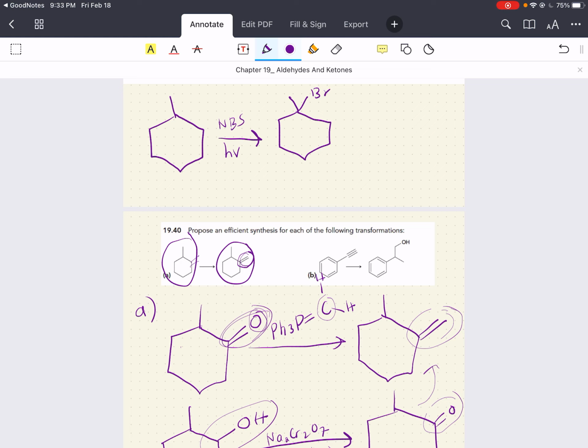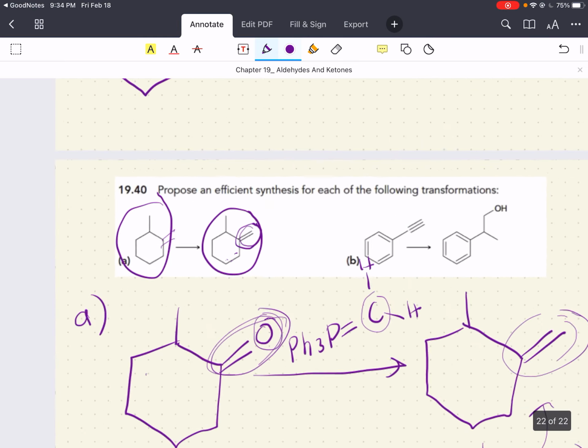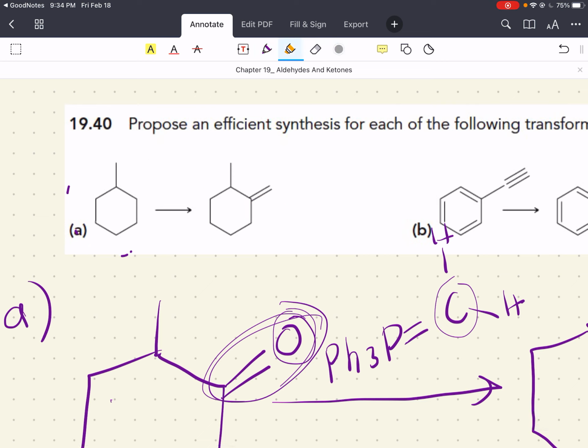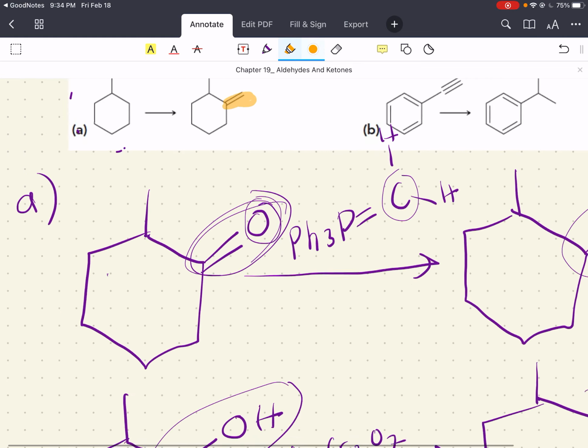backwards. This is called retrosynthesis, taking the end product and working backwards from there. We know that the difference between our starting material and our end material is this double bond right here. And now we can work backwards.